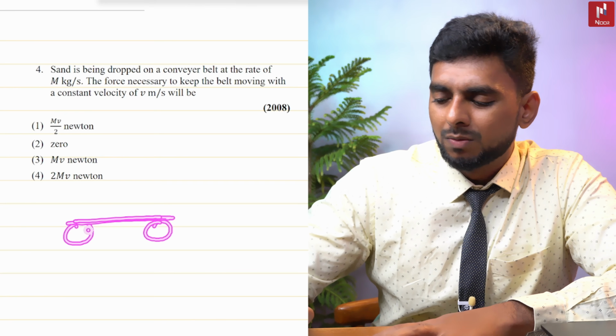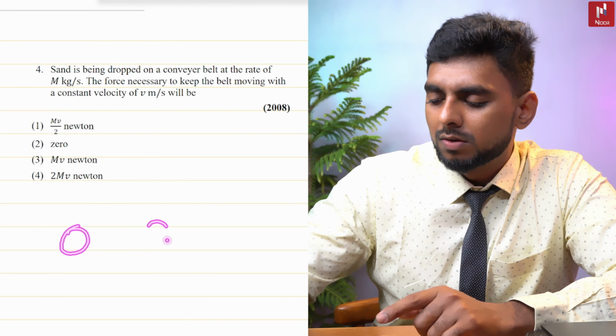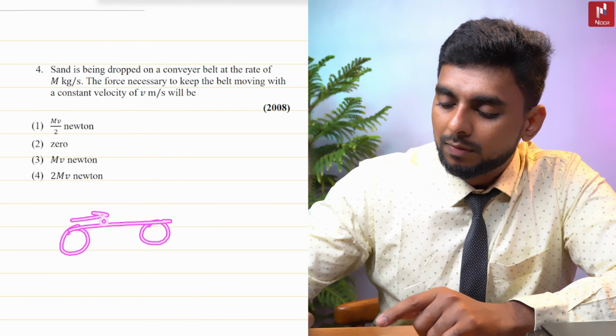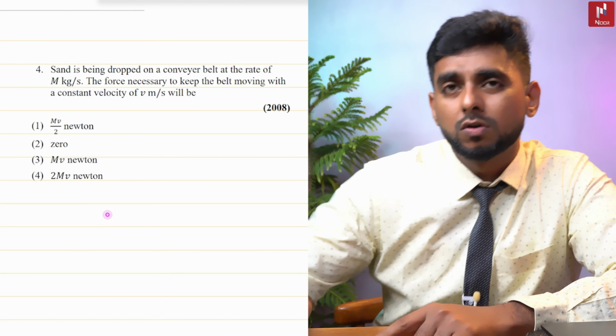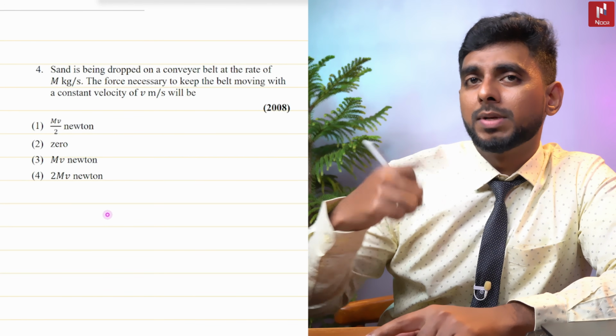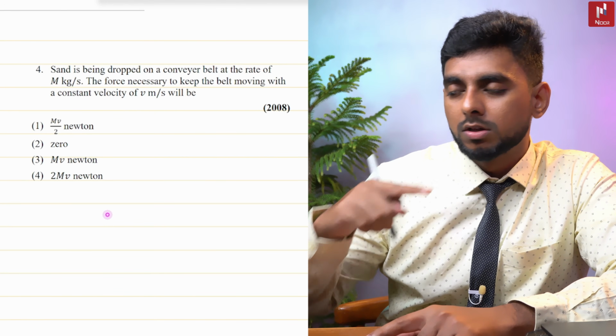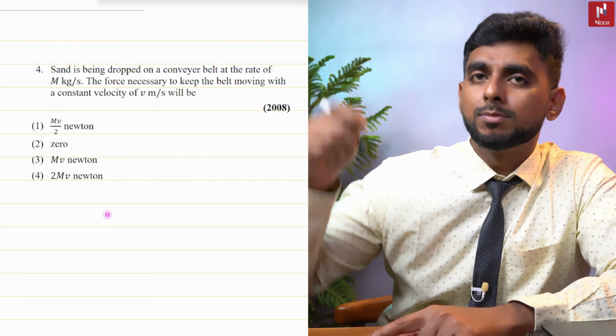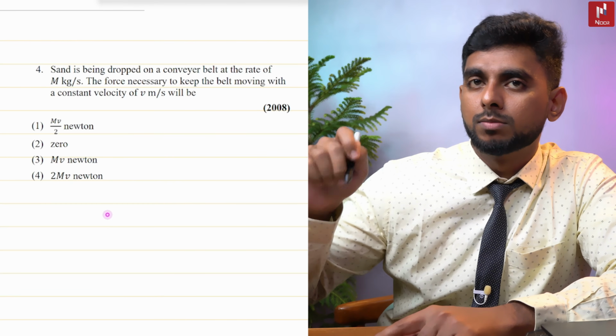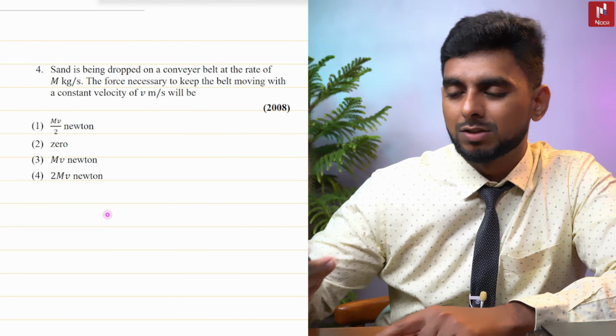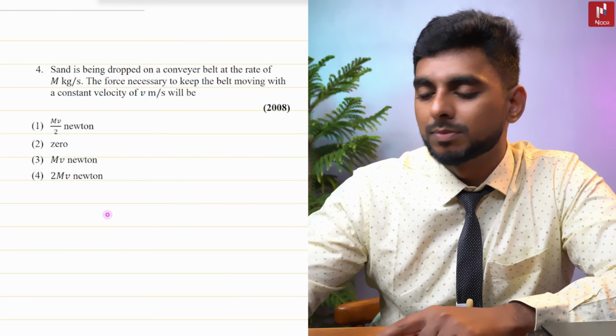This roller will constantly keep on spinning, which will carry the weight that is placed over it. So obviously this roller is going to spin with a constant velocity, and I'm just going to add an object to it. That object is actually sand over here. So this is a conveyor belt in a factory or something like that.